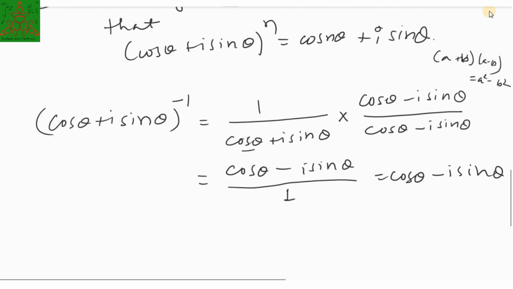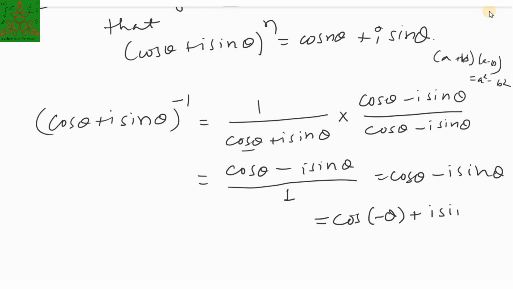That means (cos theta plus i sin theta) raised to minus 1 we can write as this, and this quantity I can write as cos of minus theta plus i sin of minus theta. Why? Because cos is an even function, so cos of minus theta will be cos theta, and sin is an odd function, so sin of minus theta will be minus sin theta. So this result is true for minus 1, that is, if you replace n by minus 1 the result is true.